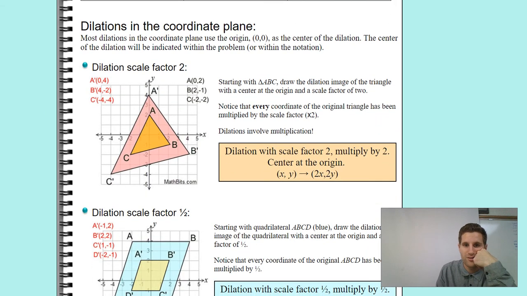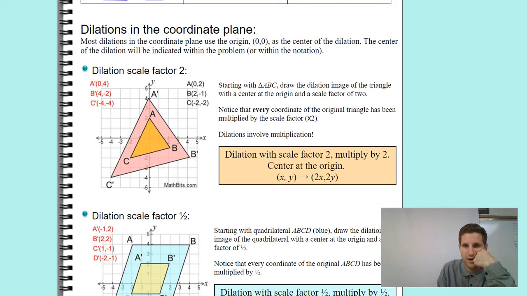Alright, we're going to do 2 example problems right here, so you don't have to write any of that stuff up there. But it says dilation in the coordinate plane. Most dilation in the coordinate plane will be using the origin, which we will be doing, as the center of the dilation. The center of the dilation will be indicated within the problem. Okay, so here's our problem here. The dilation of a scale factor 2. So we have our original quadrant points right here of (0, 2), (2, -1), (-2, -2). So we start with ABC, and we draw the dilation image of the triangle at the center of the origin and a scale factor of 2.